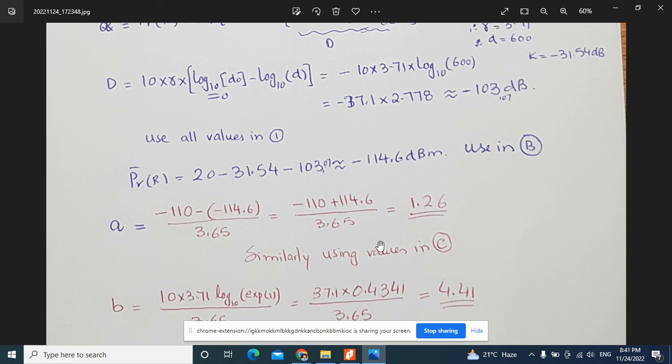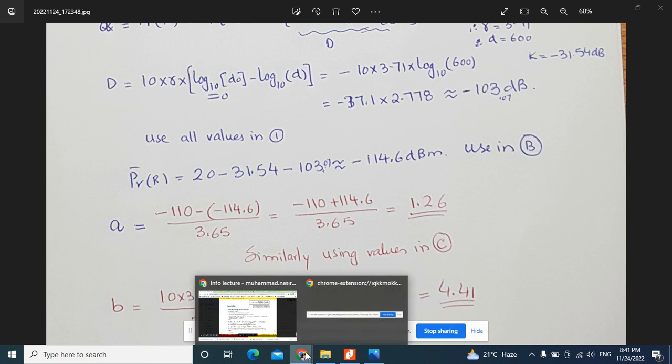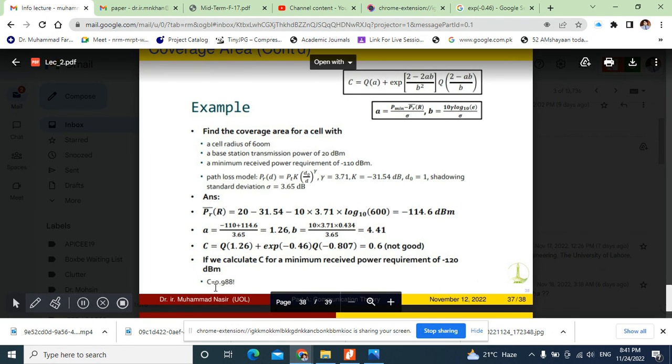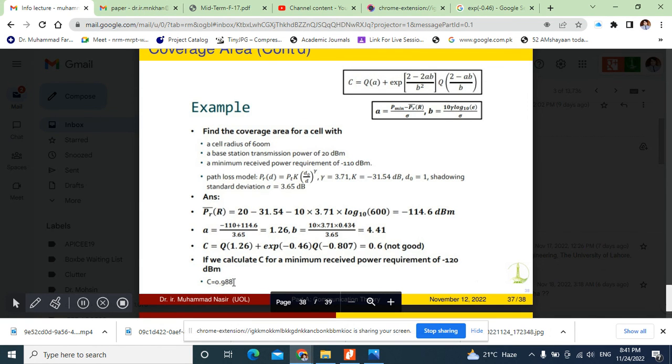Everything else remains the same, and then you can see that the answer will be 0.988 dBm, which is quite good. Like the 80% power, which is quite good.